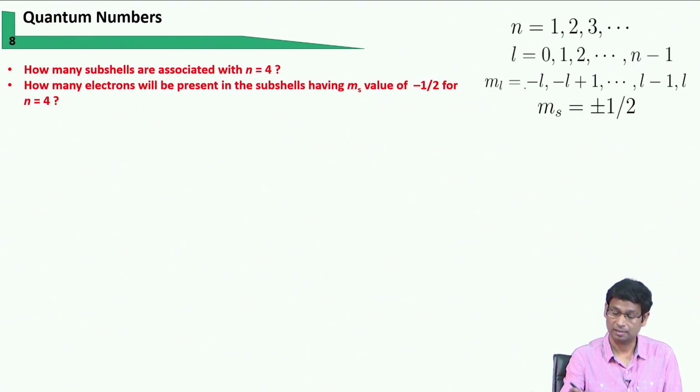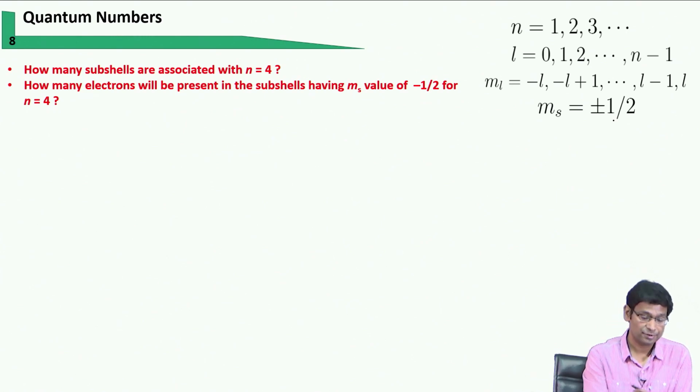And apart from these 3 quantum numbers, we also have the electron, which has a spin, and we denote the electron spin with the spin quantum number as ms equals plus half or ms equals minus half, signifying the up spin of the electron or down spin of the electron. This particular question concerns this quantum number. For example, this question asks how many subshells are associated with n equals 4.